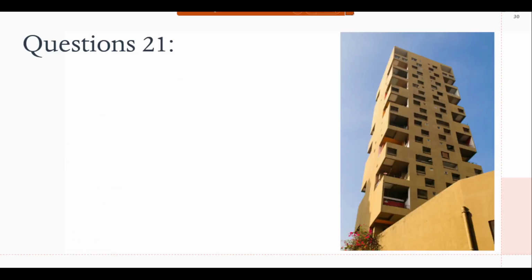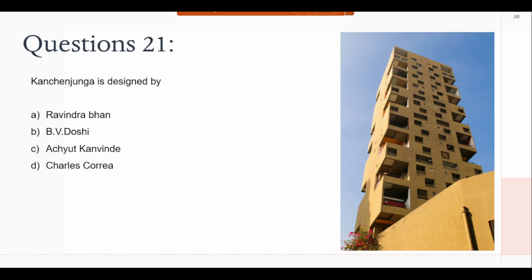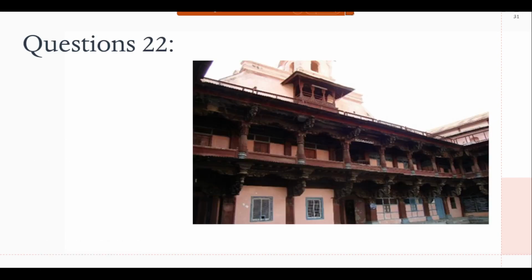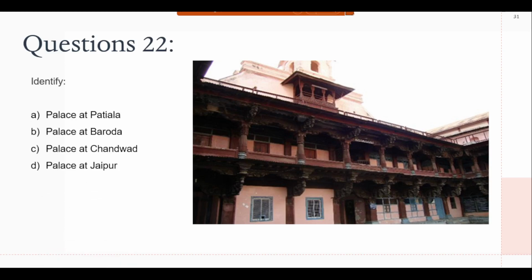What about this? Okay, this is the Kanchenjunga apartment. It's designed by Ravindra Bhan, Charles Correa, Dinesh, Achyut Kanvinde. You are telling Charles Correa, correct. What about this? Palace at Chandwad. See the options: Patiala, Baroda, Chandwad, or Jaipur. What is the answer? Chandwad Palace.